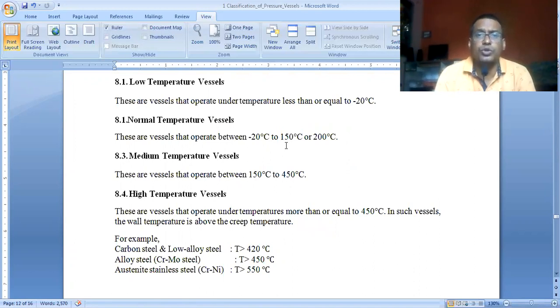Then based on the operating temperature, that can be below the atmospheric temperature, that means below 20 degrees Celsius. In India, we can say below 20 degrees Celsius. However, in the cold countries, it can be minus 20 degrees Celsius. The normal temperature range is minus 20 degrees Celsius to 150 degrees Celsius. Medium temperature vessels are 150 to 450 degrees Celsius. And the high temperature vessels are more than 450 degrees Celsius.